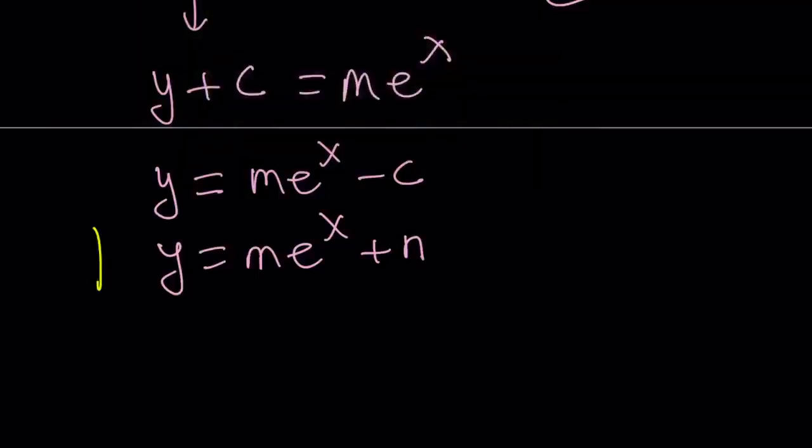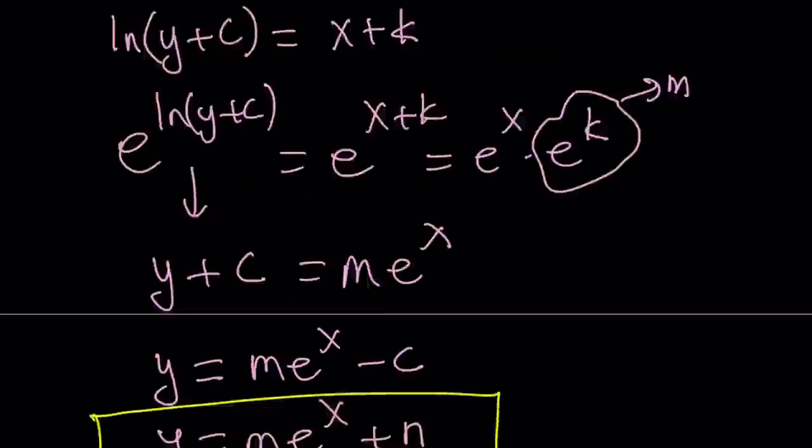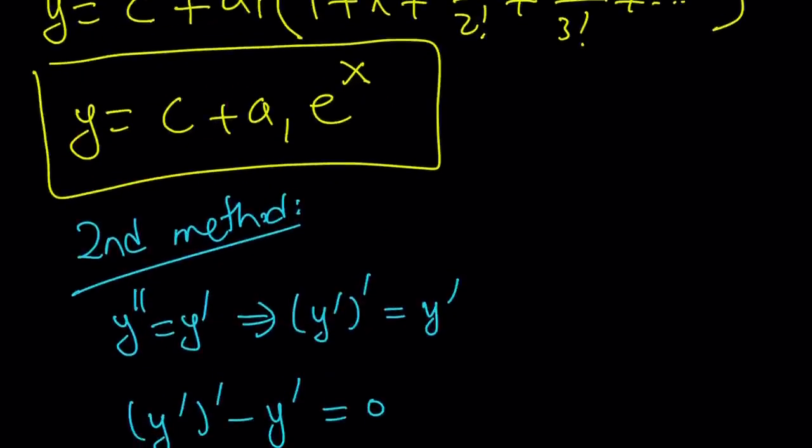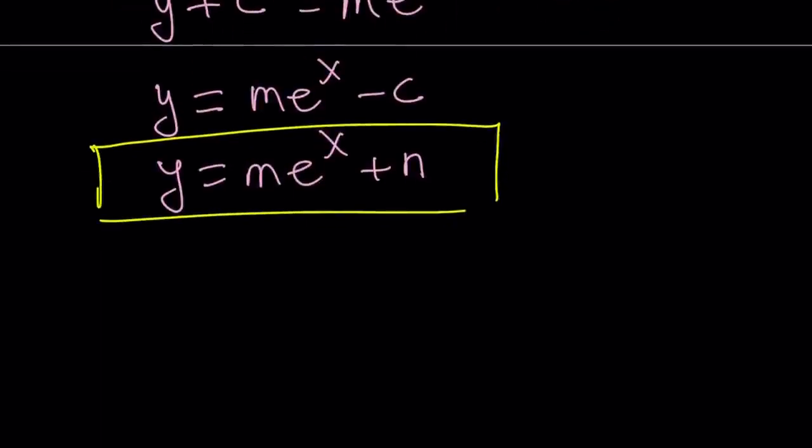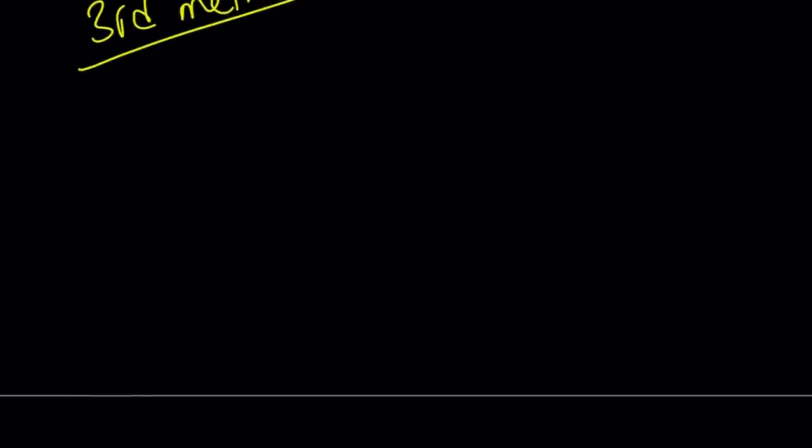Yay, we're almost done. So now notice that with the first method we got y equals a constant plus a1 times e to the power x, which is constant plus another constant times e to the power x. This is the same thing pretty much. Get the idea? Hopefully. Now here's the third method, which is going to be probably the coolest method. And this is a general method for solving differential equations.